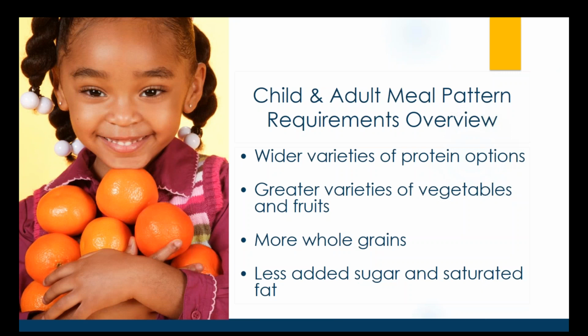Recently, the USDA has made some policy updates to the child and adult care meal patterns. The updated child and adult meal pattern requirements, which were published in April of 2016, focus on ensuring children and adults have access to healthy, balanced meals throughout the day. Specifically, the changes provide wider varieties of protein options, greater varieties of vegetables and fruits, more whole grains, less added sugar and saturated fat. Today, we will talk about these changes as they relate to the milk, fruit, and vegetable components of the CACFP meal pattern.